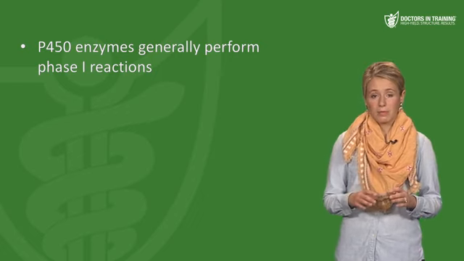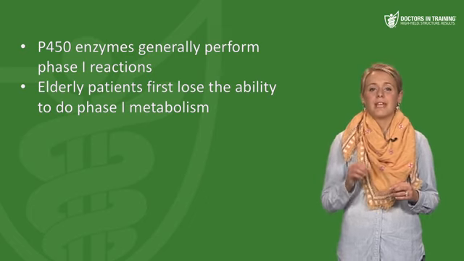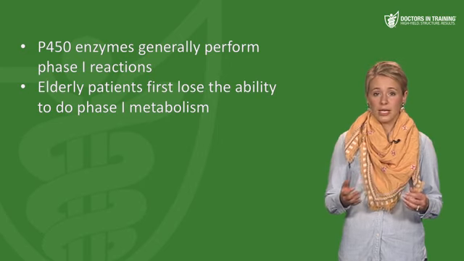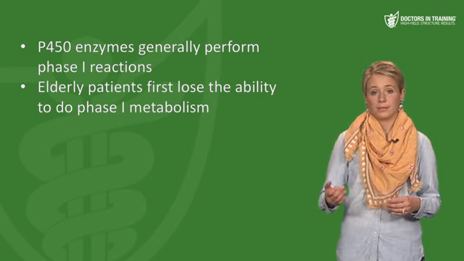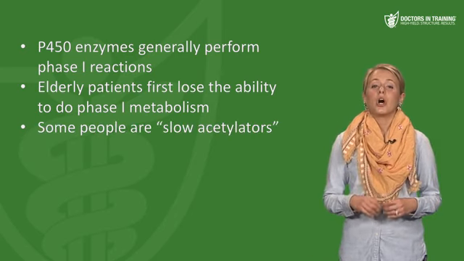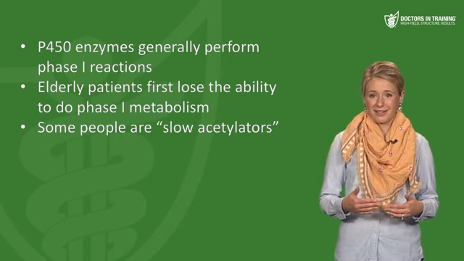The second quick bullet point is that elderly patients typically lose the ability to do phase 1 metabolism first. But they can still do those phase 2 conjugation reactions like glucuronidation and acetylation, and so on. The third bullet point is that some people are what we call slow acetylators. They just don't acetylate drugs very readily.